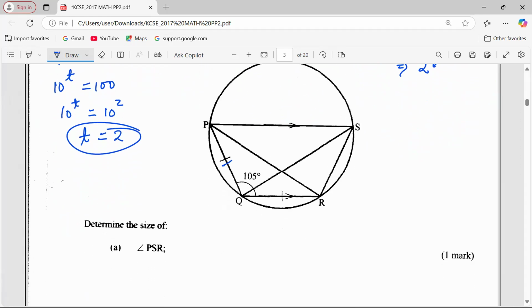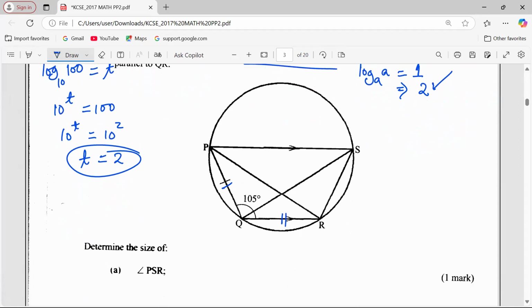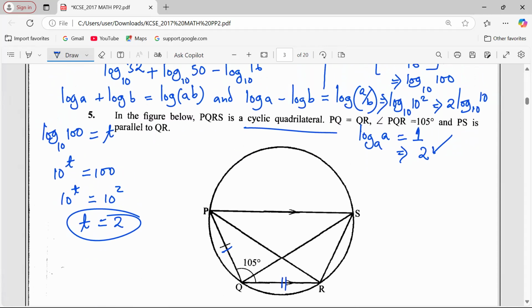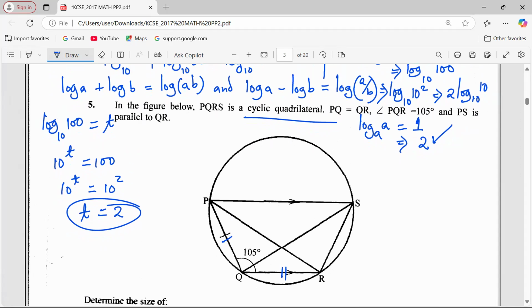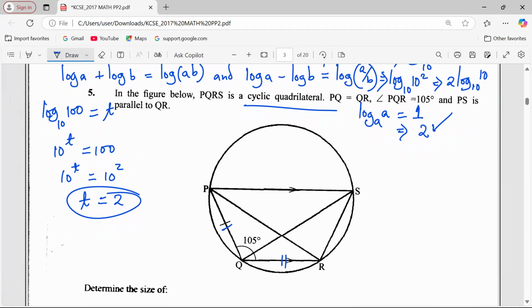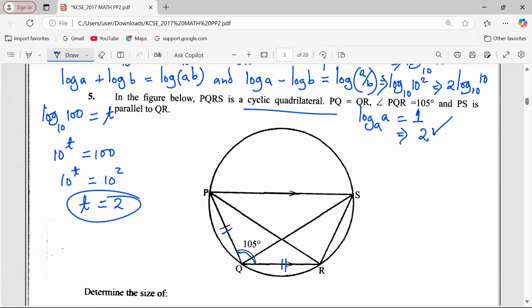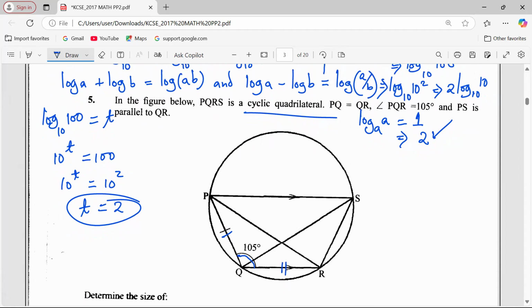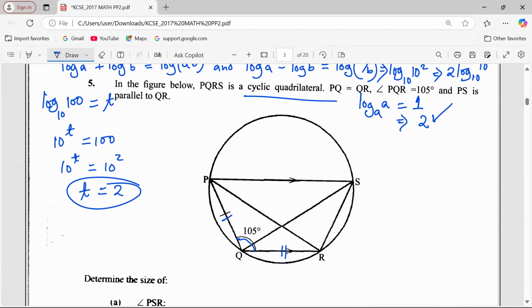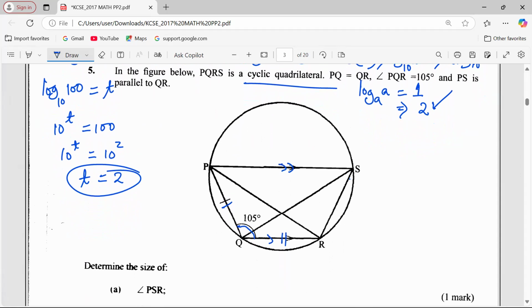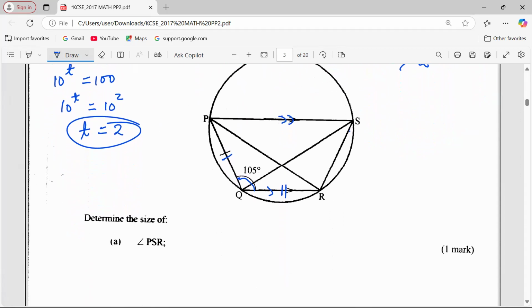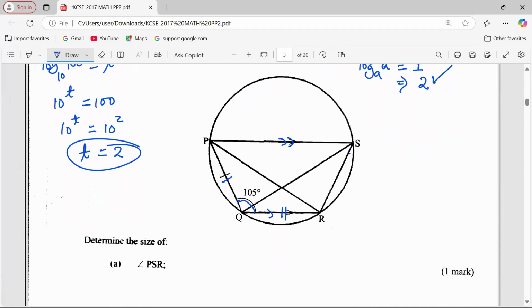So this one is equal to this one. Angle PQR equals 105 degrees, and PS is parallel to QR. They are parallel lines. Determine the size of angle PSR, the angle at this point.